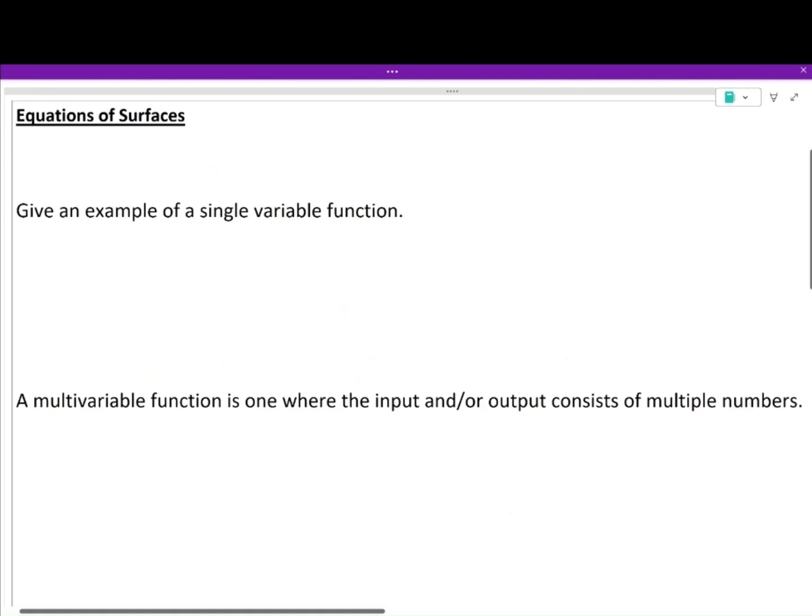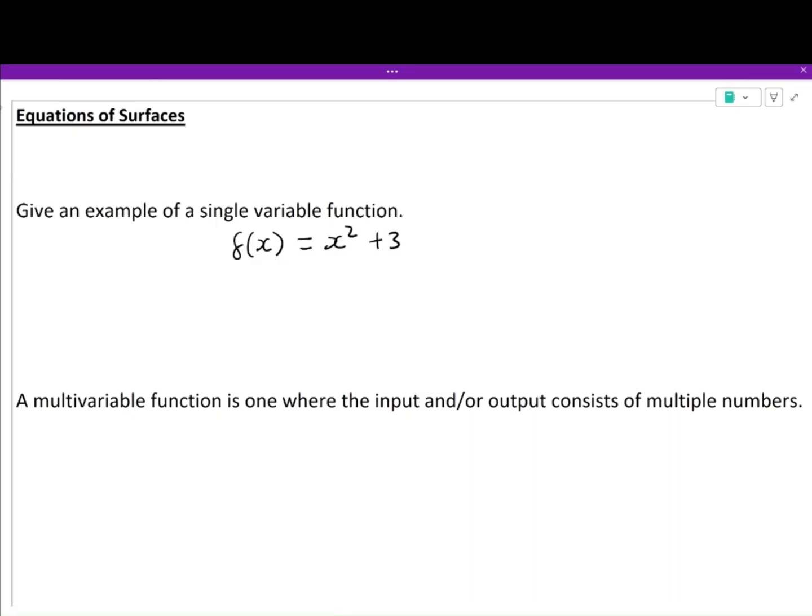Okay, in this video, we are going to look at surfaces. So first off, it says give an example of a single variable function. So this is something you should be used to. An example of a single variable function would be something of the form f of x is equal to x squared plus 3, for example.